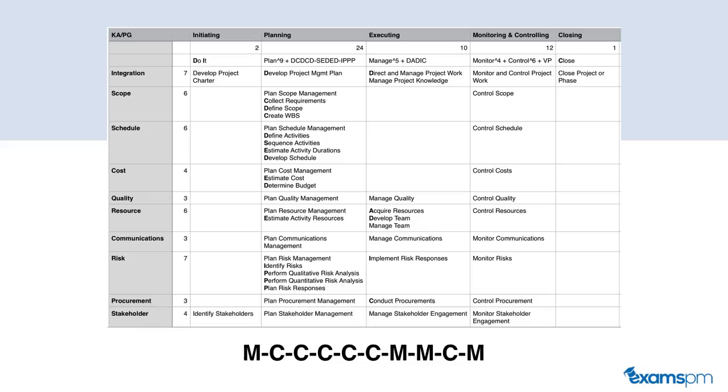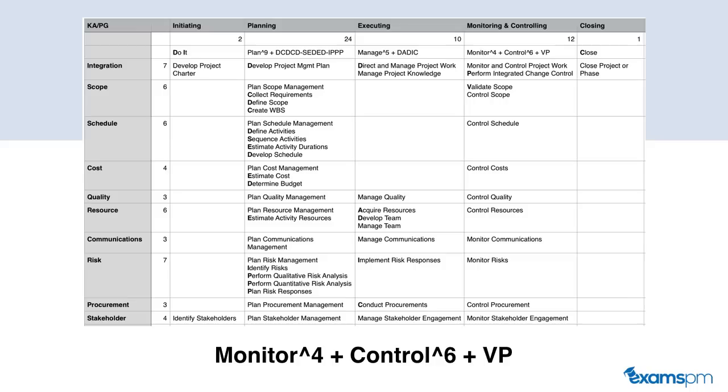Now, don't forget the third part of our equation in the monitoring and controlling process group, which is the VP. There are 2 more processes in this process group, which are validate scope and perform integrated change control, which is the final VP portion of this formula.